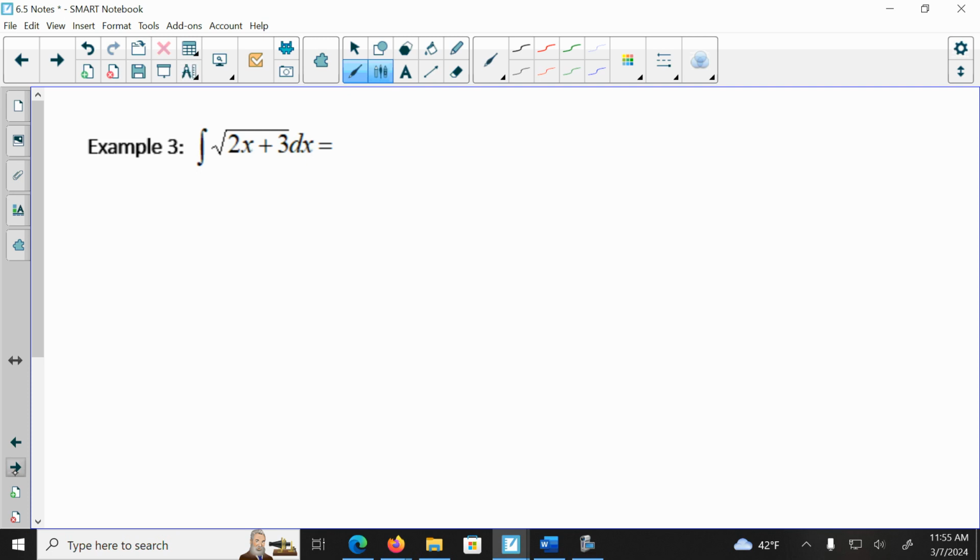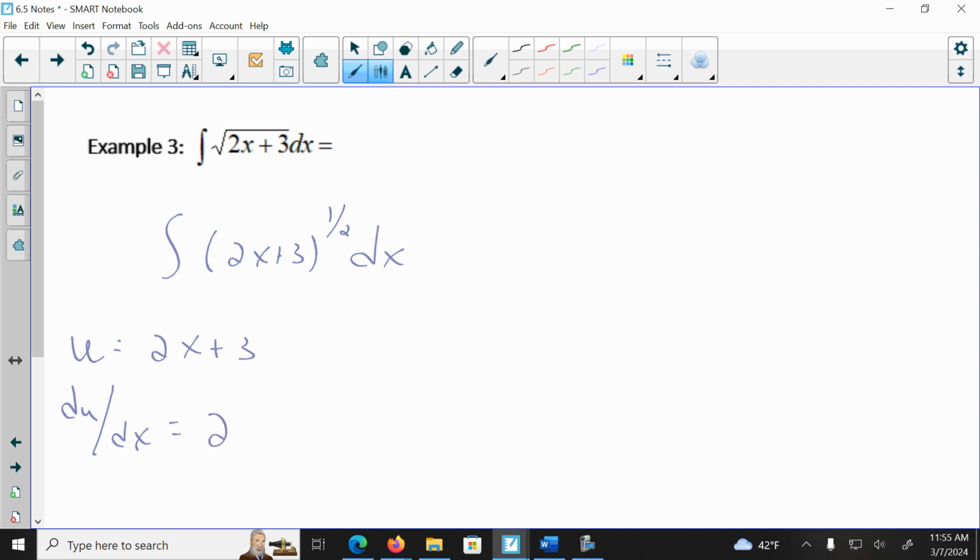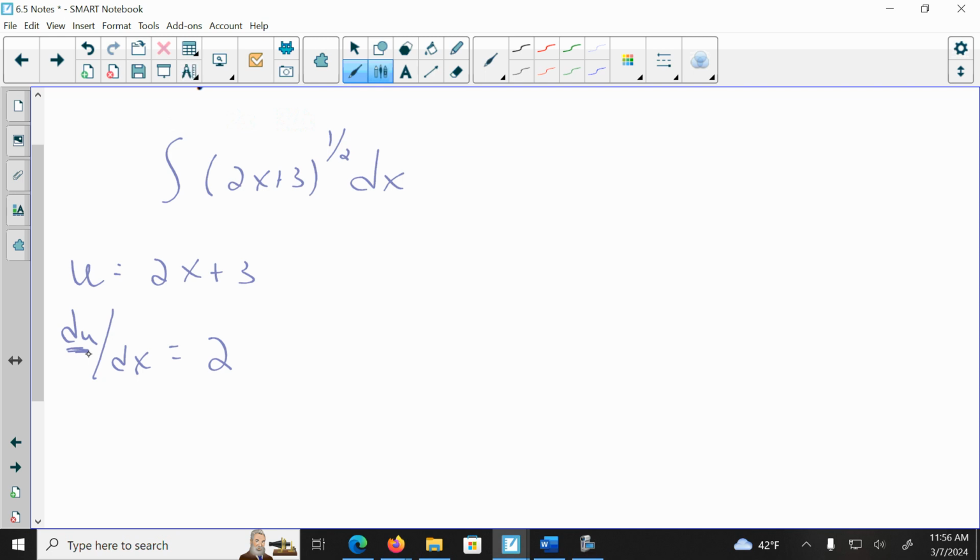So we're not going to fill out these little boxes, but I'm looking here. I'm going to rewrite this first before I start, and I'm going to make this 2x plus 3 to the 1/2 power dx. Then I'm asking myself, what am I raising to a power? The 2x plus 3. So my u is going to be that 2x plus 3. My du over dx would be what? 2. So then I'm just going to solve for du, and so du is going to equal 2dx.